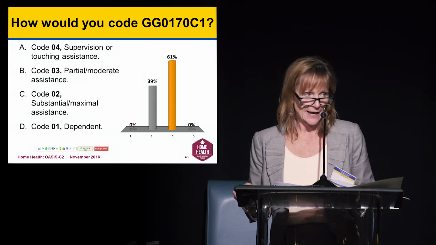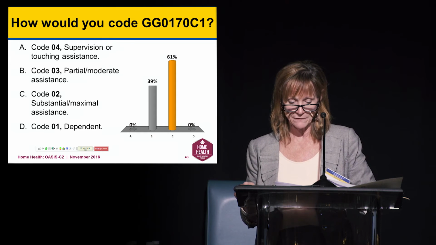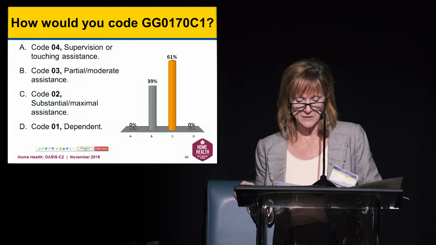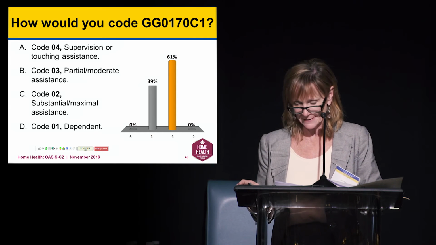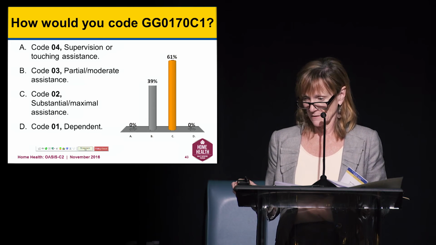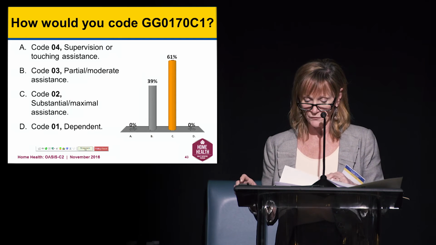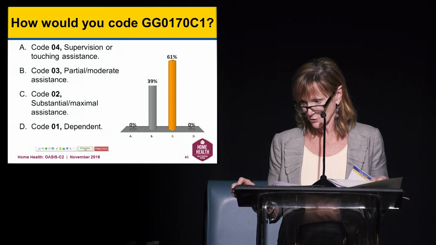So again, we have A would be code 4 for supervision or touching, code 3 for partial moderate assistance, code 2 would be for substantial or maximal assistance, and code 1 was for dependent. And we see the majority of people scored or chose C, which was 2 for the substantial or maximal assistance, and that is correct.